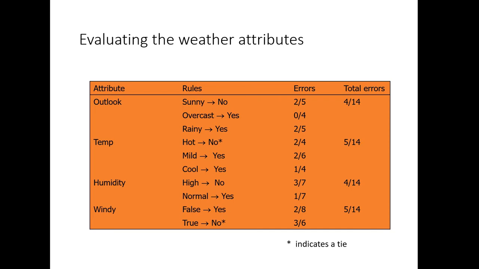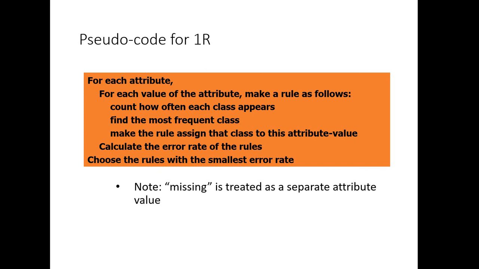Now how many rules do we have? For the 4 attributes, this is a rule set for Outlook, this is the rule set for Temperature, this is the rule set for Humidity, this is the rule set for Windy. Now once we calculate all the total error rates, we need to find the rule set with the least error. Choose the rules with the smallest error rate.